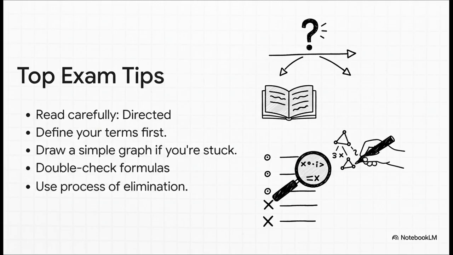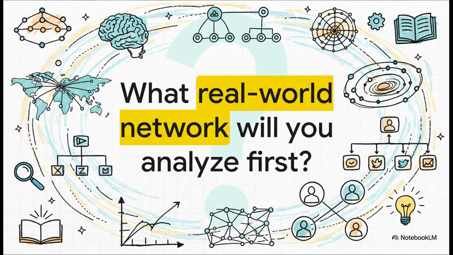And finally, a few pro tips for when you're actually sitting in that exam hall. First, always check if the graph is directed or undirected. It changes everything. Before you start solving, just write down the definition of the term you're using. It shows the examiner you know your stuff. If you're stuck, just draw a tiny little graph with 3 or 4 nodes. It can make the problem so much clearer. And for multiple choice, start by crossing out the answers that are definitely wrong. It's a huge help.